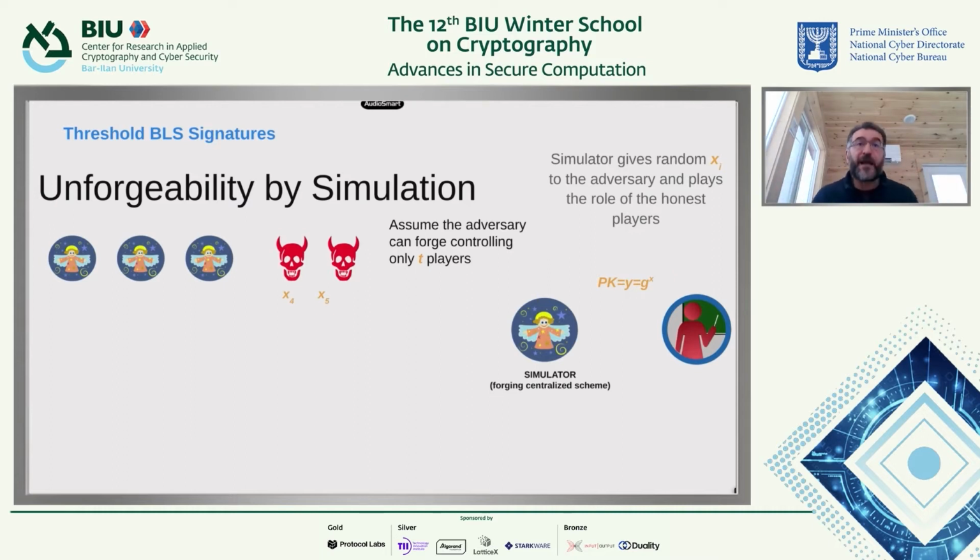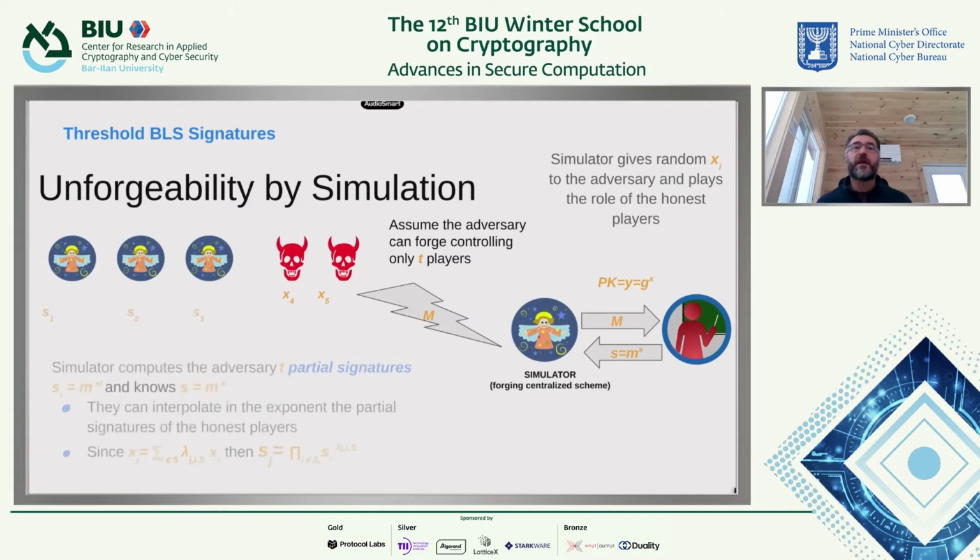He says, good, I got my 2 shares. And now the adversary starts the CMA game in which he says, let's sign this message M. Then the simulator takes the message M, and remember that this is a forger for a centralized scheme, so it is allowed to ask for messages. He's going to go and ask for messages from his own signature oracle, and it receives back S, the signature.